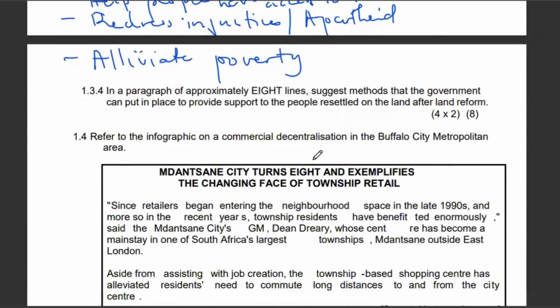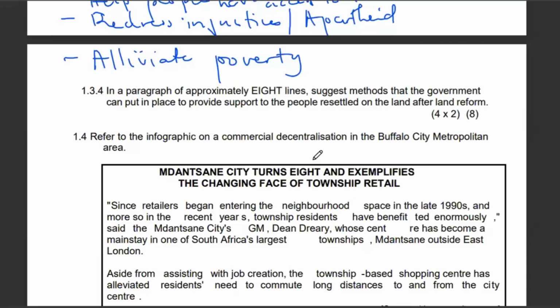Right, we'll move on to the next question. In a paragraph of 8 lines, suggest methods that the government can put in place to provide support to the people resettled on the land after land reform. Right, the problem is if the government institutes land reform without support, then the whole process will become a fail. These people need support.